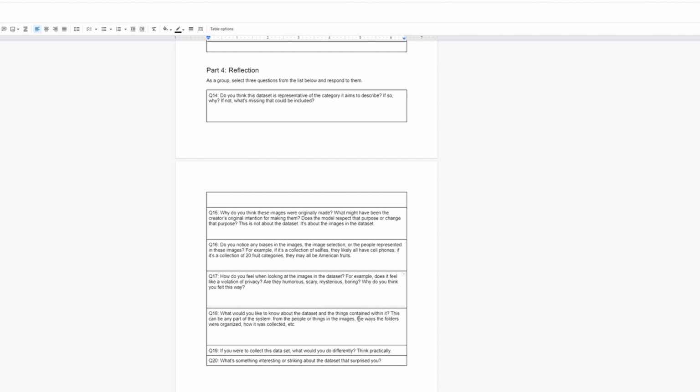The next question is, what would you like to know about the data set and the things contained within it? This could be any part of the system, from people or things in the images to the way the folders are organized, how it was collected, etc. Think about it this way. If you could talk to the person or group of people that put this data set together, what would you ask them? You could also frame this as the people who took these pictures or the people in the pictures. What would you like to ask them? And why would you like to ask them? What would it help you to know? What would this help you to understand?